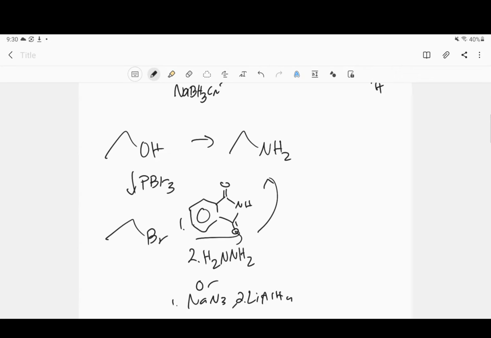So there's no difference, I guess. Yeah. The only thing is you can't use the cyanide method here, right? Because that would give you an extra carbon. So that would be the only thing that you can't do for this.